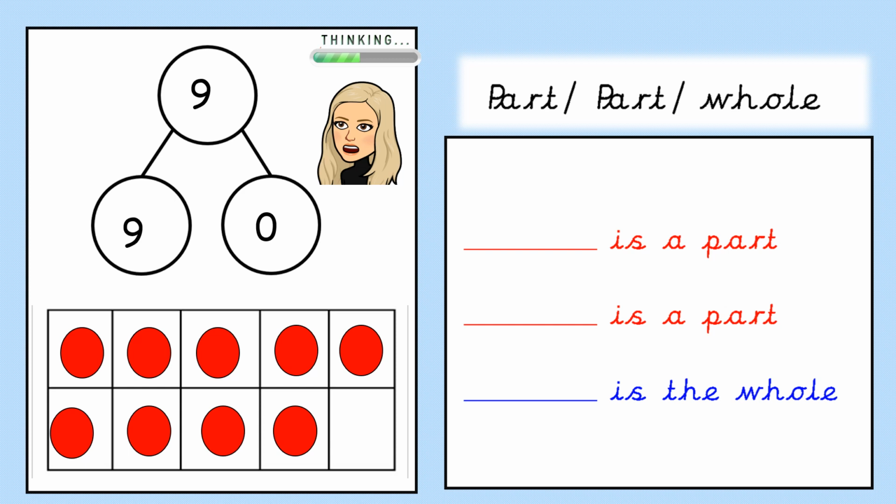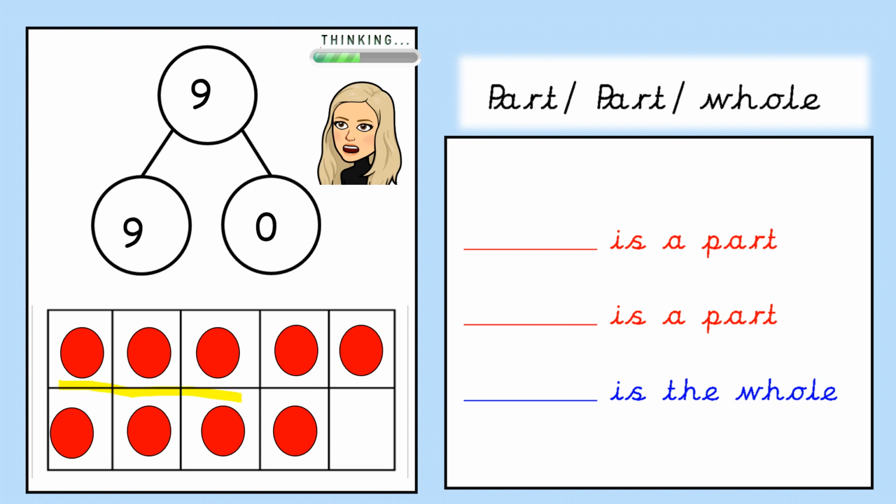Okay, have a look at our 10 frame with the red counters, and I do not want anyone to be counting because we don't count on 10 frames, we subitize. So how many can you see? Well done, there's 9. Now, how did you know that there was 9 without counting? What did your brain see?